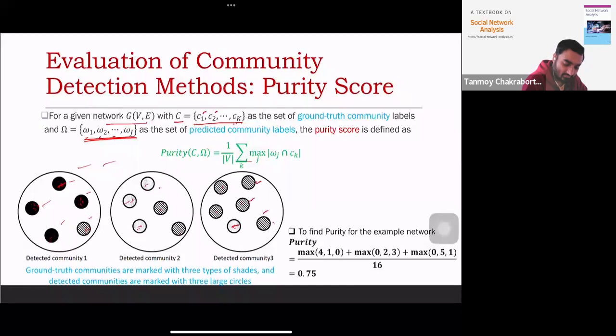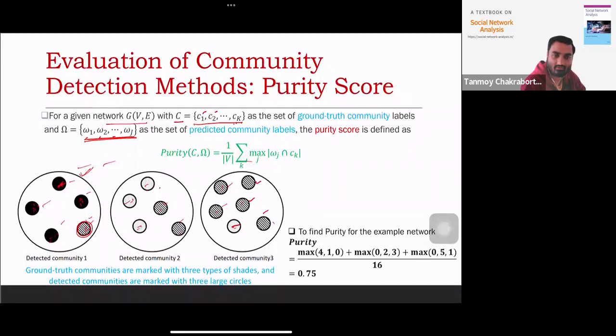Similarly, these eight nodes belong to the same class. Okay. Therefore, the algorithm has made some mistakes, right? So how do you compute the mistake? For example, for this community, the mistake can be computed in two ways. Either I can say that the mistake happened because of the black nodes. All the four black nodes are part of the community, and because of this, the mistake happens. Or you can say that the mistake happens because of this node.